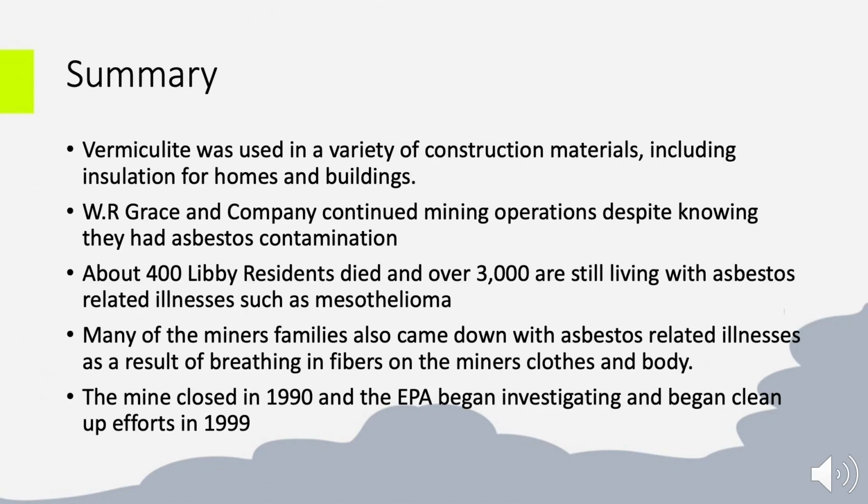It's important to remember that vermiculite was used in a variety of construction materials, including insulations for homes and buildings, which is why a lot of times older homes find asbestos and they need to have that removed. It's also important to note that the W.R. Grayson Company continued mining operations despite knowing they had asbestos contamination, which put hundreds of lives at risk.